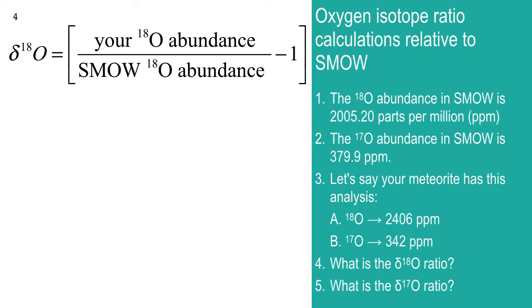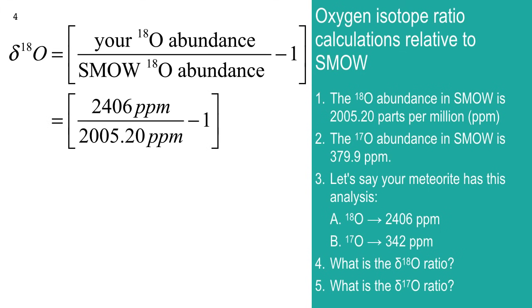But for hydrogen, for oxygen, yep, we use standard mean ocean water of Earth. So basically what you do is you analyze in the lab and you get your number up here for your meteorite. For us, it's 2406. So that goes in the numerator, and that's for oxygen 18. Then SMOW oxygen 18 goes in the denominator.